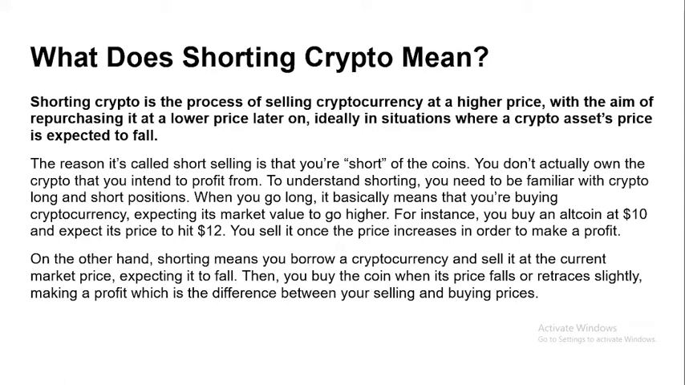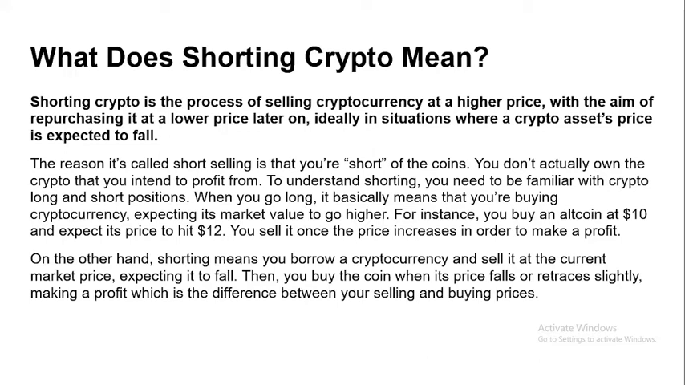So what does shorting crypto mean? Shorting crypto is a process of selling cryptocurrency at a higher price with the aim of repurchasing it at a lower price later on, ideally in situations where a crypto asset's price is expected to fall. The reason it's called short selling is that you are short of the coins. You don't actually own the crypto that you intend to profit from.